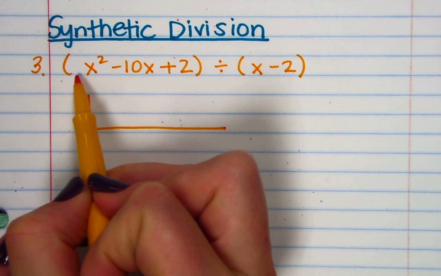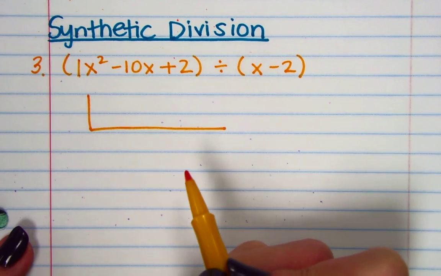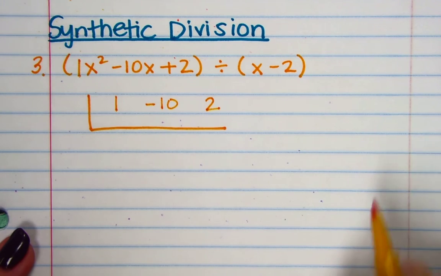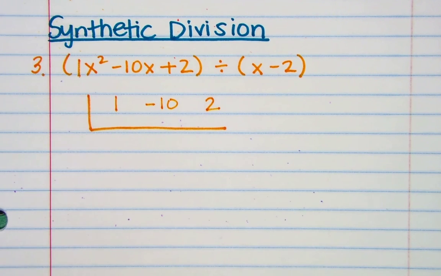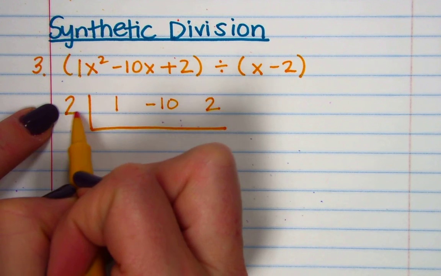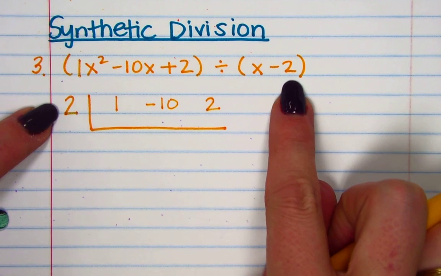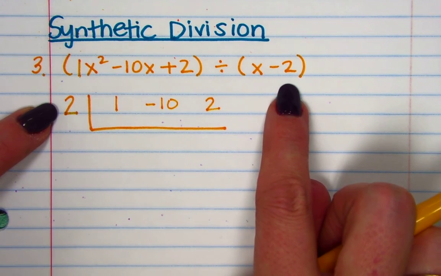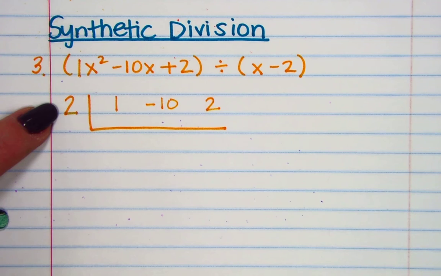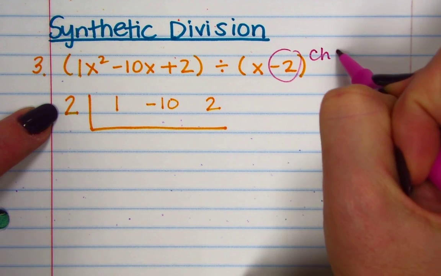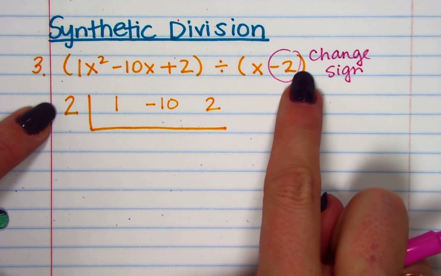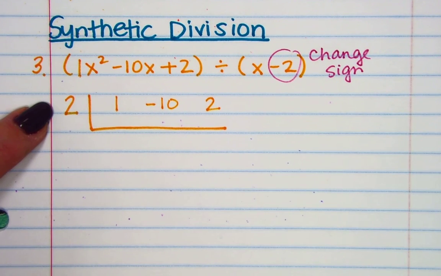All right, we need just the numbers. So what goes here? 1, right? If there's not 1, it's a 1. So it should be 1, negative 10, 2. Okay, and what you're dividing by will go outside here, in the same place, but it's going to be 2. We changed the sign. Instead of changing it partway through, like in long division, we're going to change the sign right here at the beginning. So I'm going to put change sign. That's where I'm getting this 2 from, because it's negative 2 here, but we changed the sign.